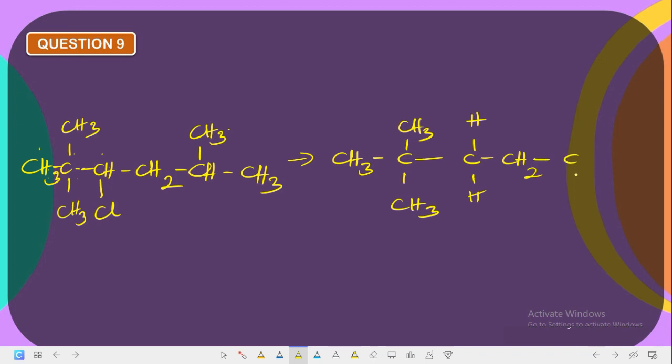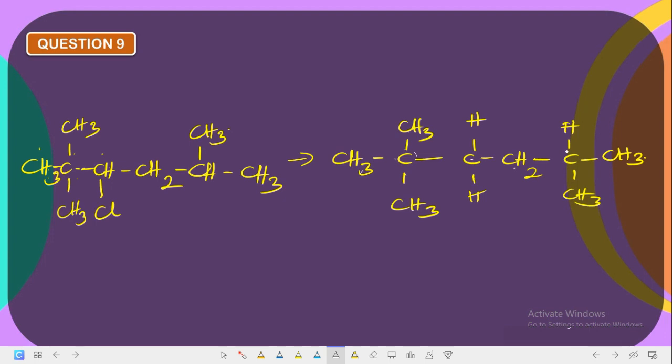Then we have C, H. Then what? CH3 and what? CH3. Now the question is, which of them is the chiral carbon center? Can we say this is the chiral carbon center? No. Contains 3 different groups. Now can we say that this chiral carbon center, these 2 groups are what? The same. Can we say this is the chiral carbon? No. This one has 2 the same hydrogen.